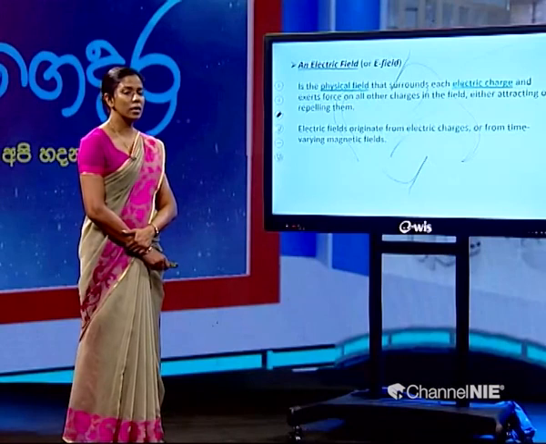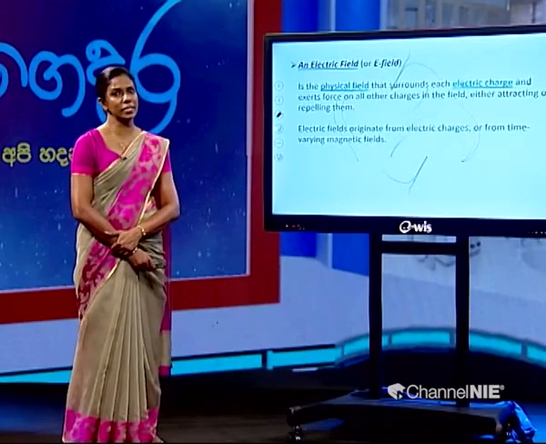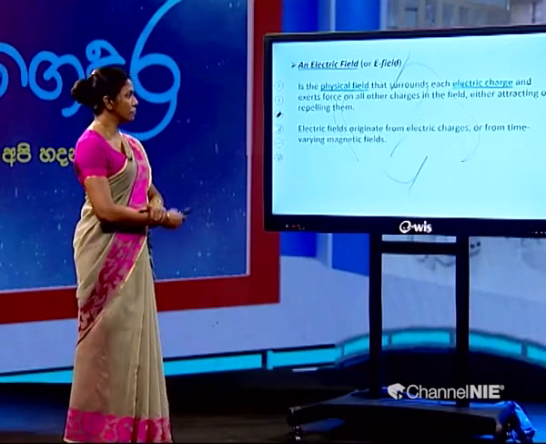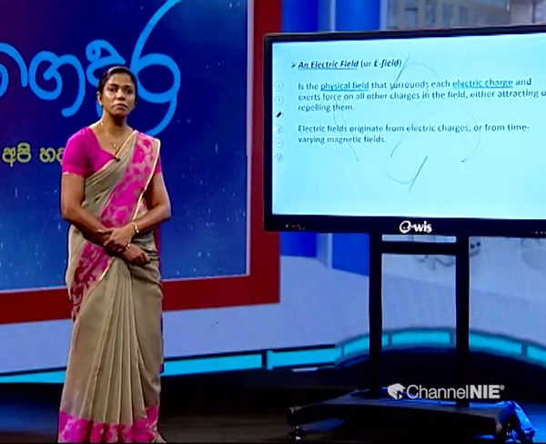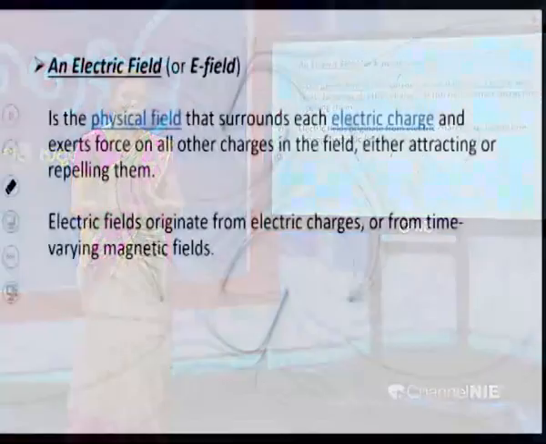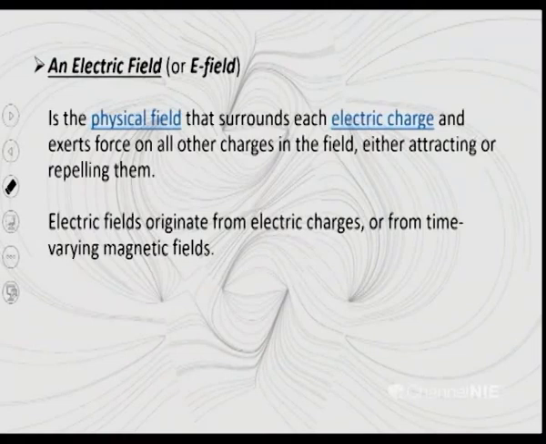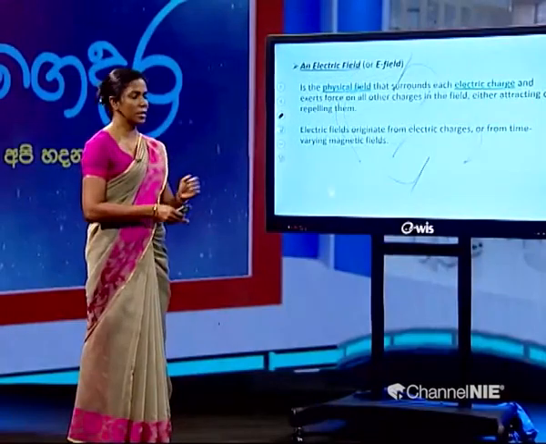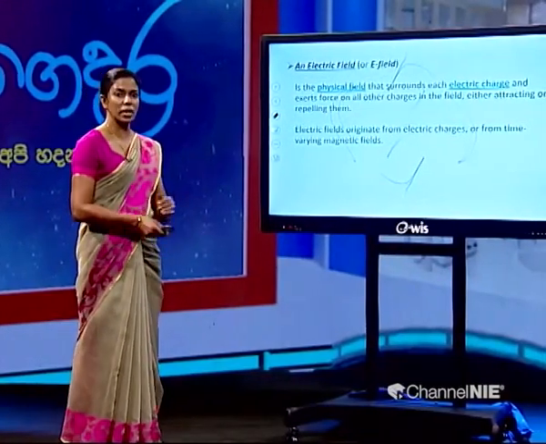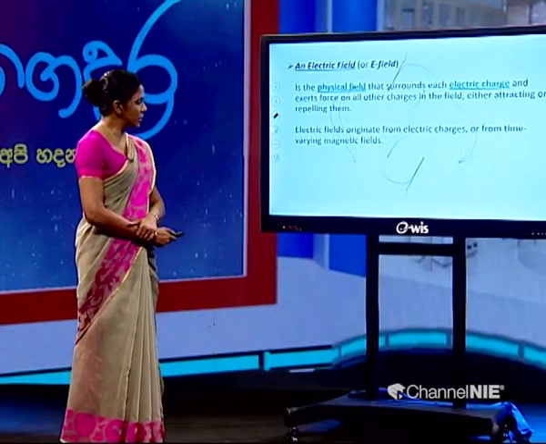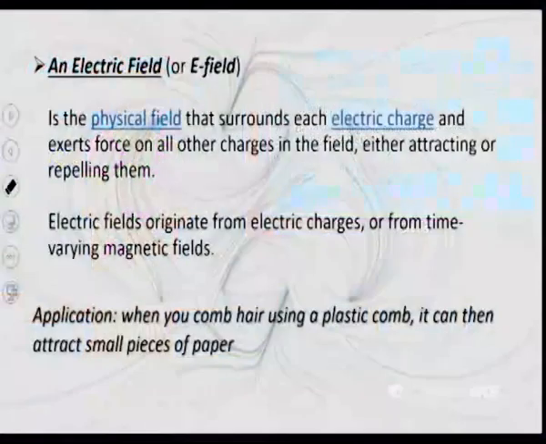Let's first talk about how an electric field is created and what an electric field is. We say an electric field is a physical field that surrounds a charge, and as a result, when you keep another charge near the first, it is either attracted or repelled from the first. We say that an electric field can be created either by an electric charge or a time varying magnetic field. Let's take a simple example that you are all familiar with.